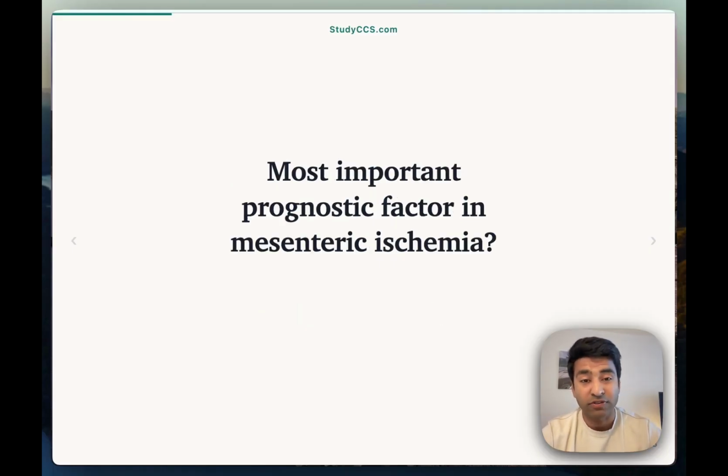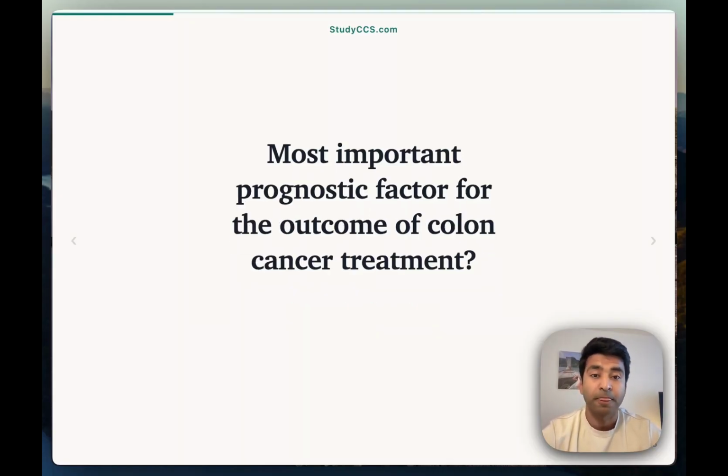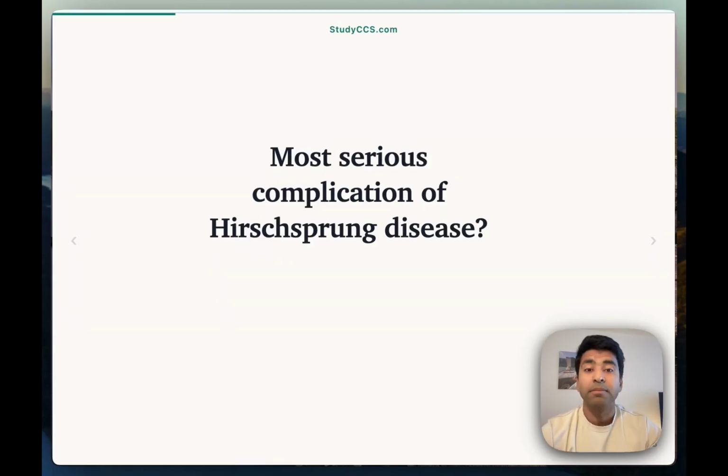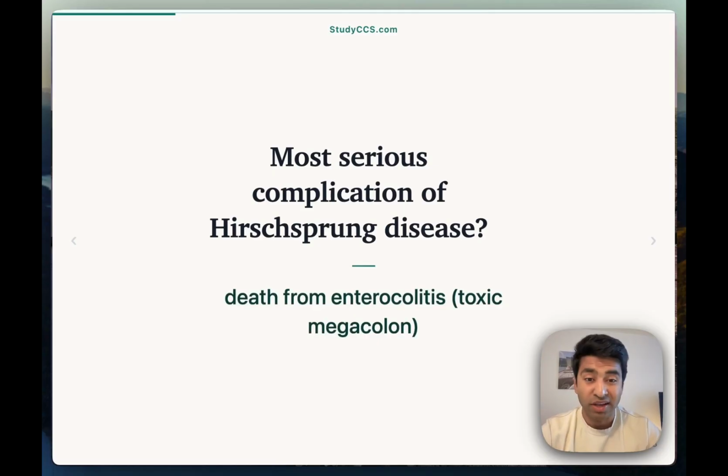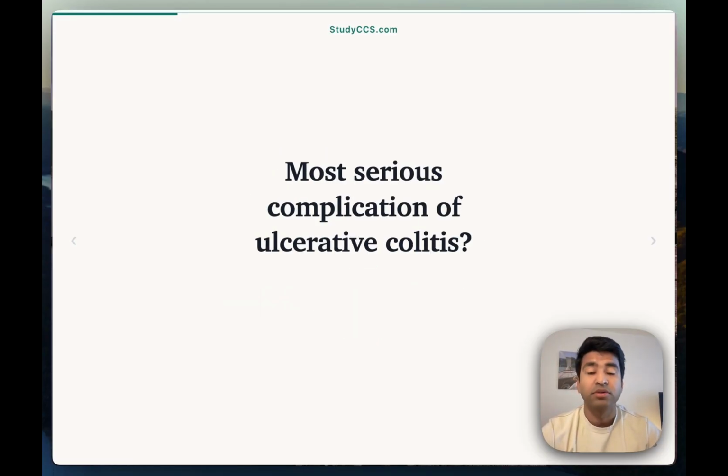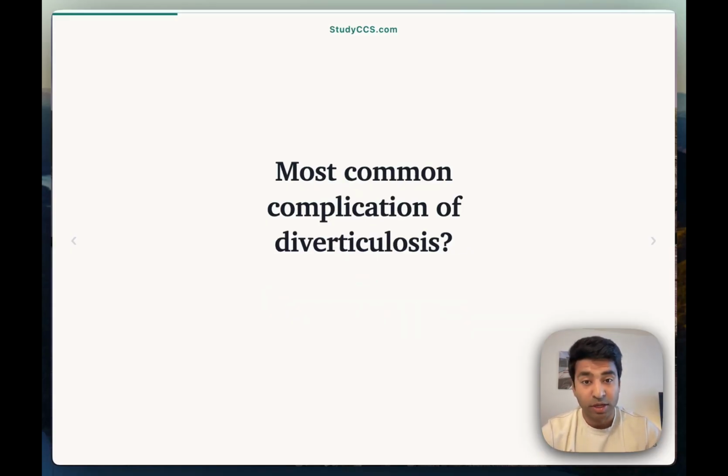Most important prognostic factor in mesenteric ischemia: bowel infarction. Most important prognostic factor for outcome of colon cancer treatment: stage at the diagnosis. Most common complication of Hirschsprung's disease: death from enterocolitis leading to toxic megacolon. Most serious complication of UC: toxic megacolon.